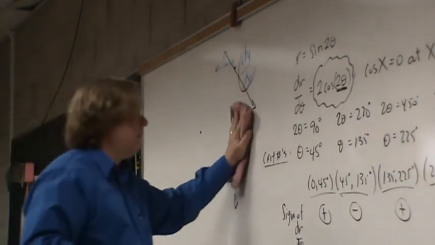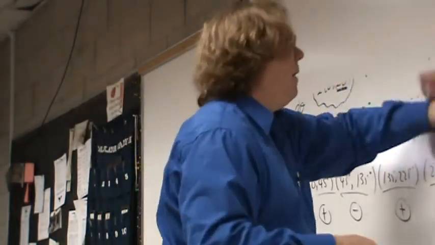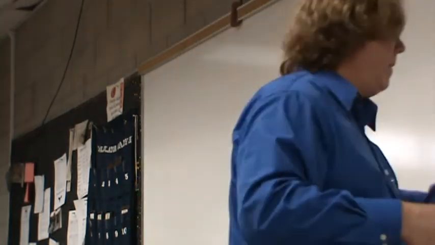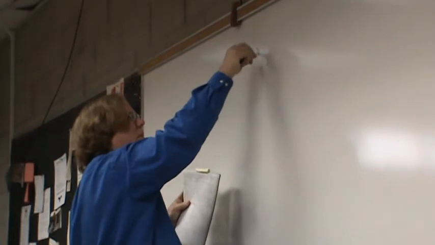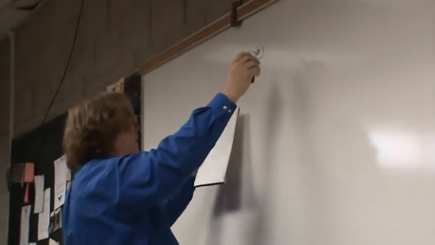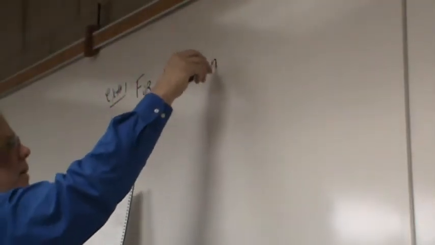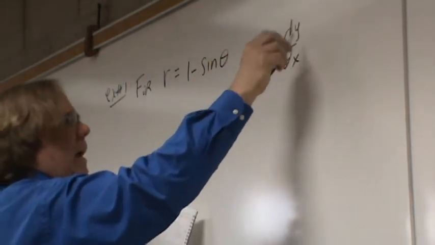Let me erase this. Here comes our first example. For r equals 1 minus sine of theta, get dy dx.